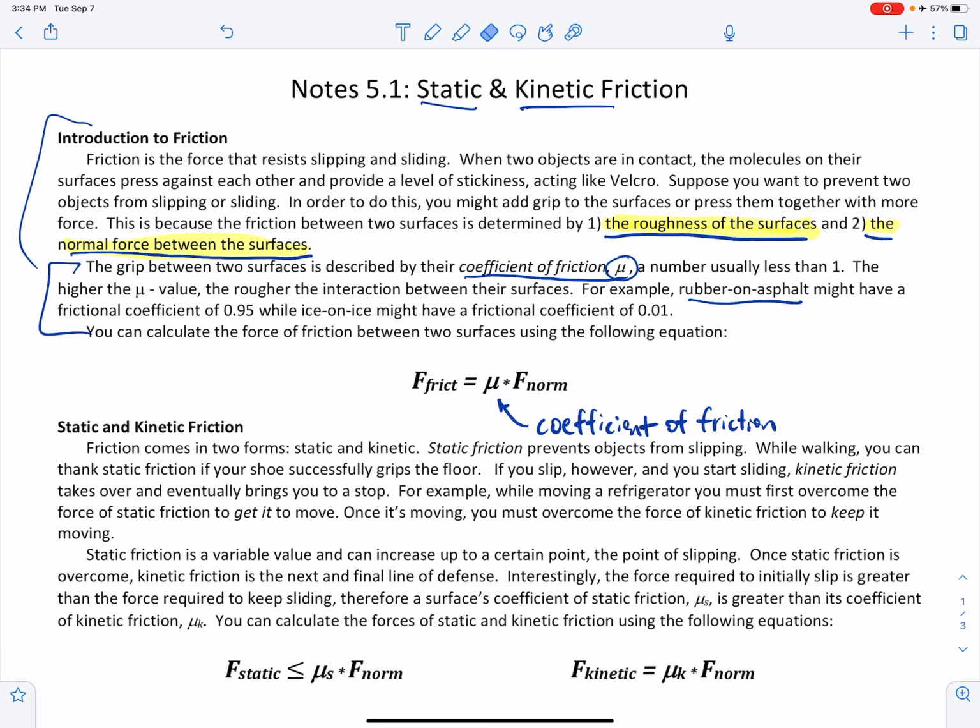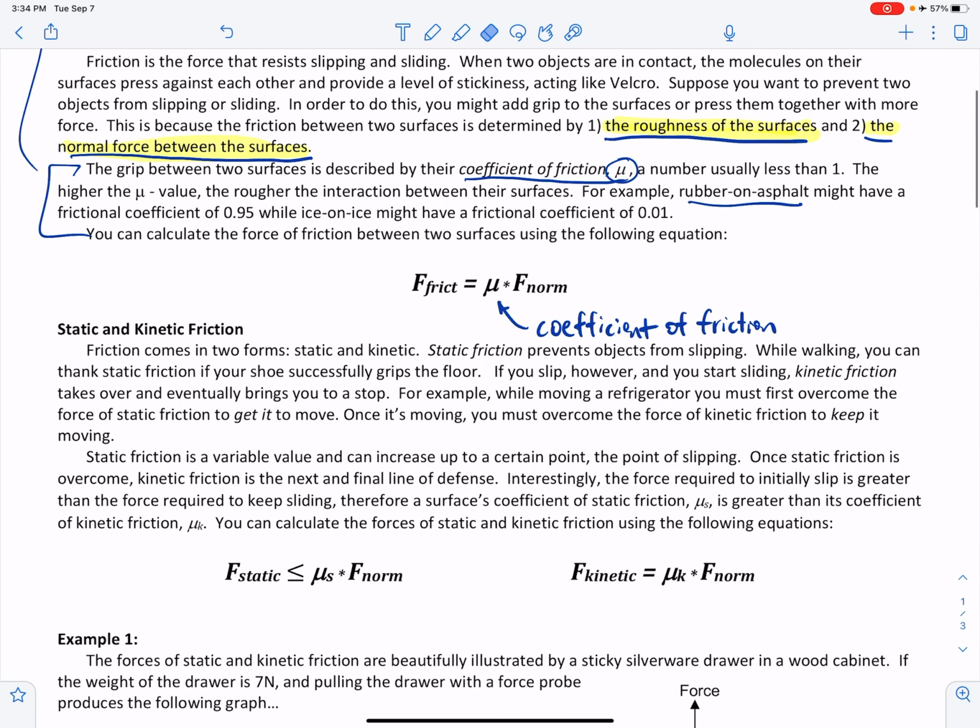All right, so we have the general form of the equation for friction, but now let's zoom in and consider two different types of friction. There's actually a third type of friction called rolling friction, which I'm not covering in this lecture, but we'll take a look here at static and kinetic friction. Friction comes in two forms, static and kinetic.